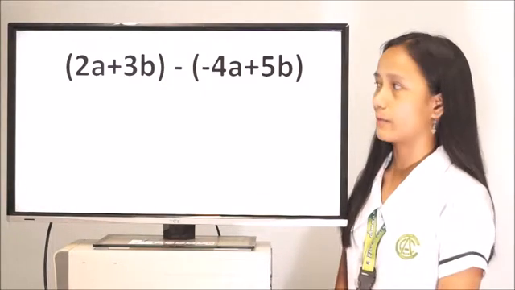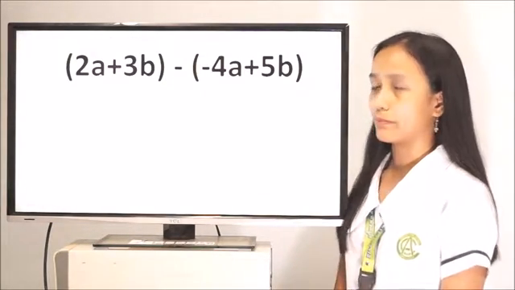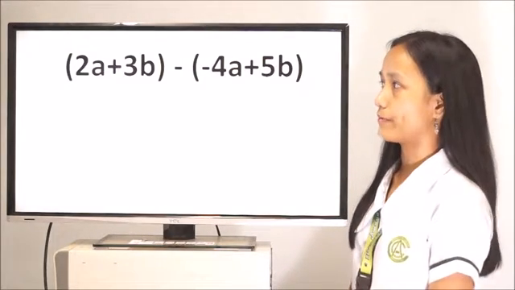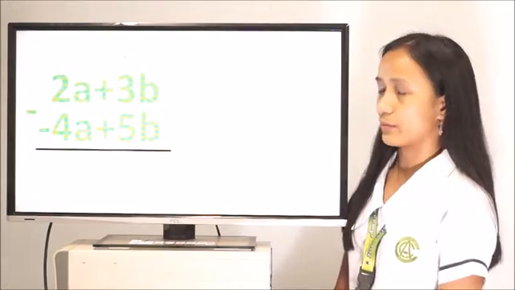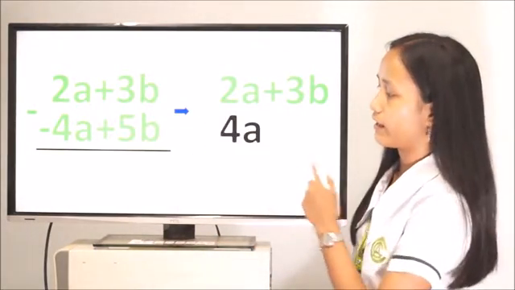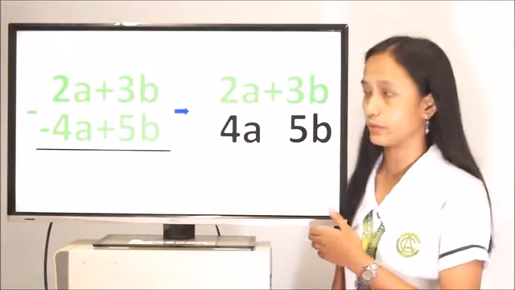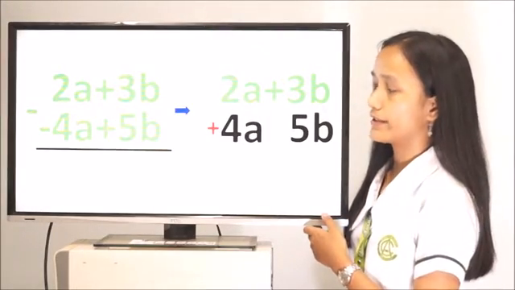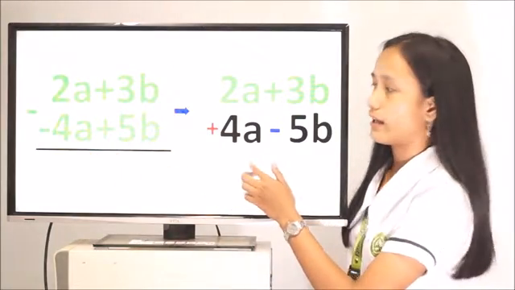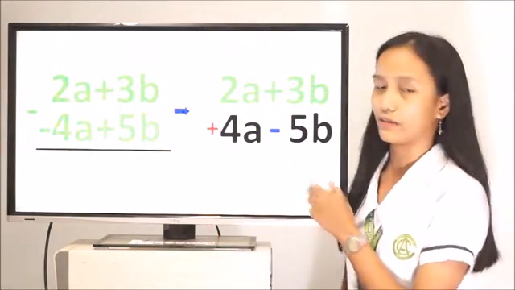Let's have this example. The quantity 2a plus 3b minus the quantity negative 4a plus 5b. Let's put it this way. We copy 2a plus 3b and 4a and 5b. According to the rule, we change the sign of what is to be subtracted. So negative 4a becomes positive 4a and positive 5b becomes negative 5b.